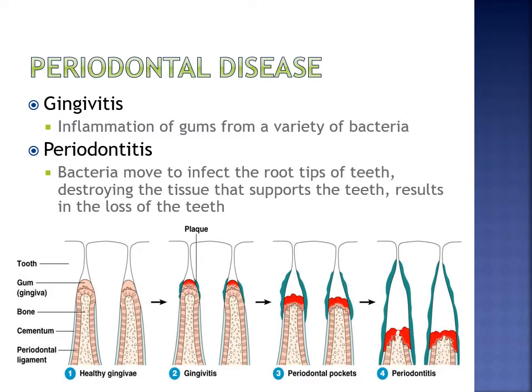So bacteria move and start infecting the root tips of the teeth, start breaking down the tissue that supports the teeth, and eventually this will result in loss of teeth, because like you can see in steps 3 and 4 in the image there, that gum tissue around the teeth wears away, falls down, exposing the lower bits of the teeth, and then they can just fall out, because there's really not much holding them in there.